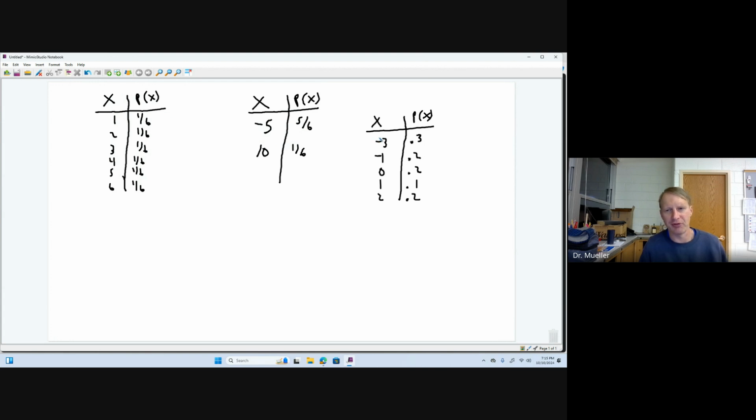So here's another example where you've got some values of X, and each P of X here is listed, and each P of X is between 0 and 1, and it all adds up to 1. 0.3 plus 0.2 is 0.5, plus 0.2 is 0.7, plus 0.1 is 0.8, plus 0.2 is 1.0.